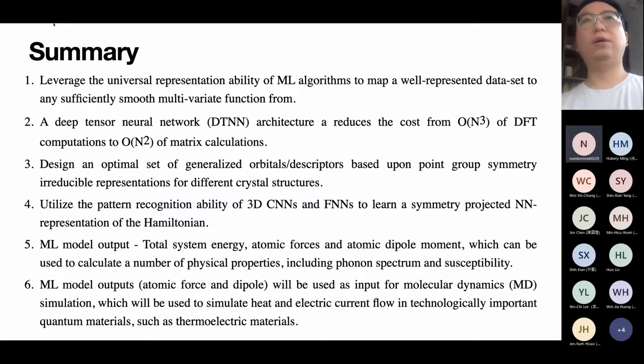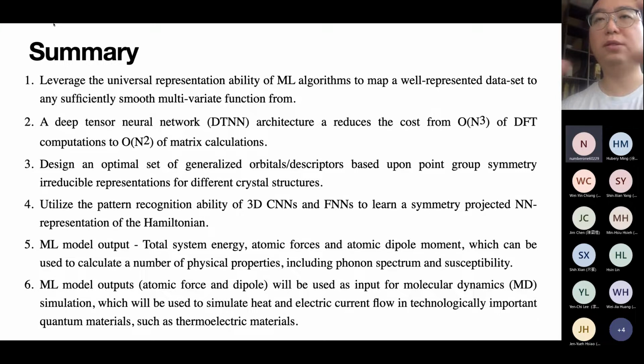So after going through all this, the take-home message is: why do we want to use machine learning models? Because these algorithms, feed-forward neural networks, have this universal representation ability, and the matrix structure of these DTNNs has an order n squared cost, which is much lower than the order n cube of DFT calculations. So we get close to DFT accuracy, but with maybe 1, 2, or even 3 orders of magnitude improvement in speed.